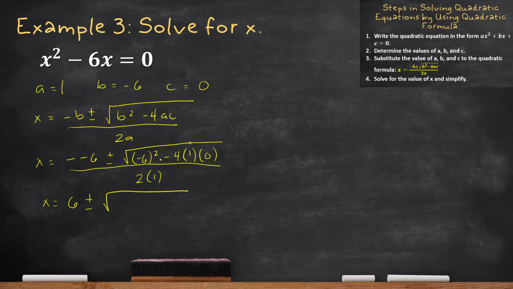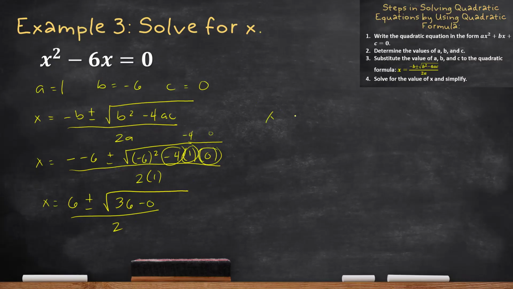What is now negative 6 squared? So, negative 6 times negative 6, positive 36, right? Minus, multiply, negative 4 times 1 is negative 4 times 0. So, negative 4 times 0 is 0. So, wala na yan. Right? So, minus 0, all over 2. So, therefore, ano na lang tira dito? Actually, square root of 36 na lang yan, right?